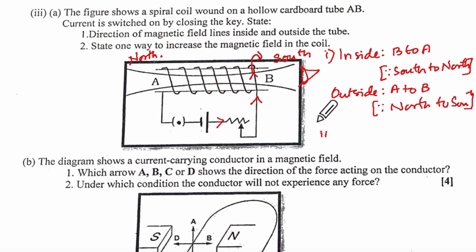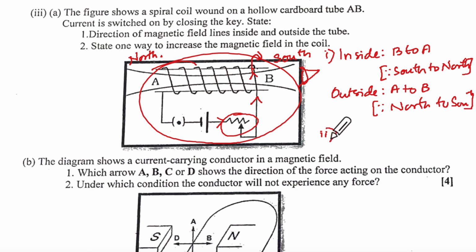The second part: state one way of increasing the magnetic field in the coil. In this coil, what you will say is by using the rheostat to decrease the resistance so as to increase the current. Correct.